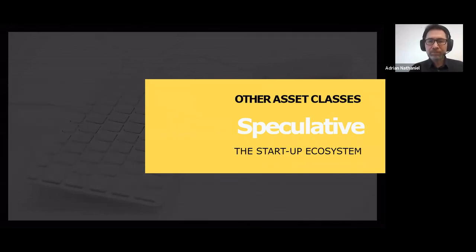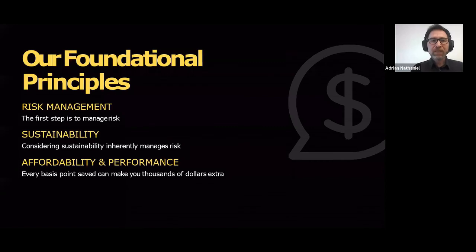So let me just go through some of the foundational principles that I like to consider before putting together an investment portfolio for my clients. And the number one thing is to manage risk. And this is what I've been going through in this session here. It's essentially understanding asset allocation and diversifying appropriately across the different asset classes. The next thing I like to consider is sustainability.